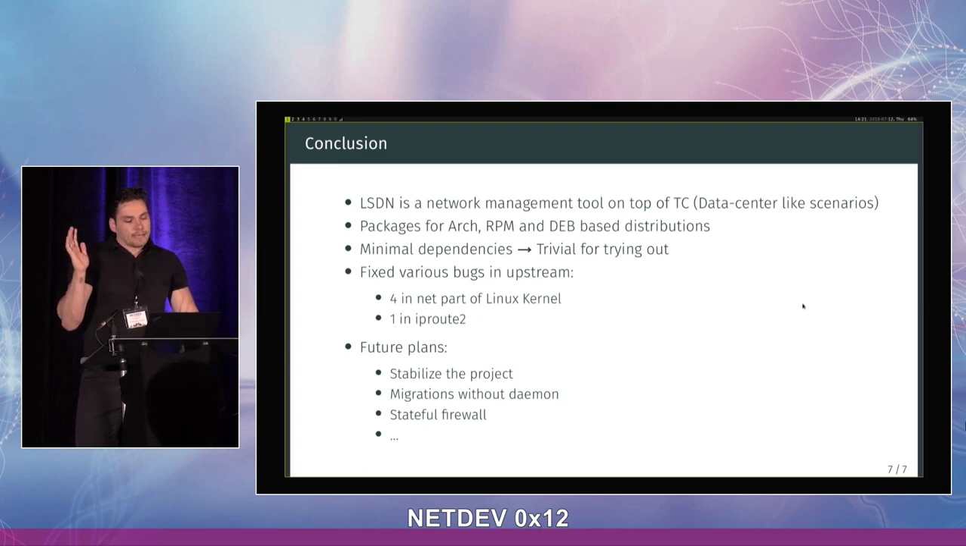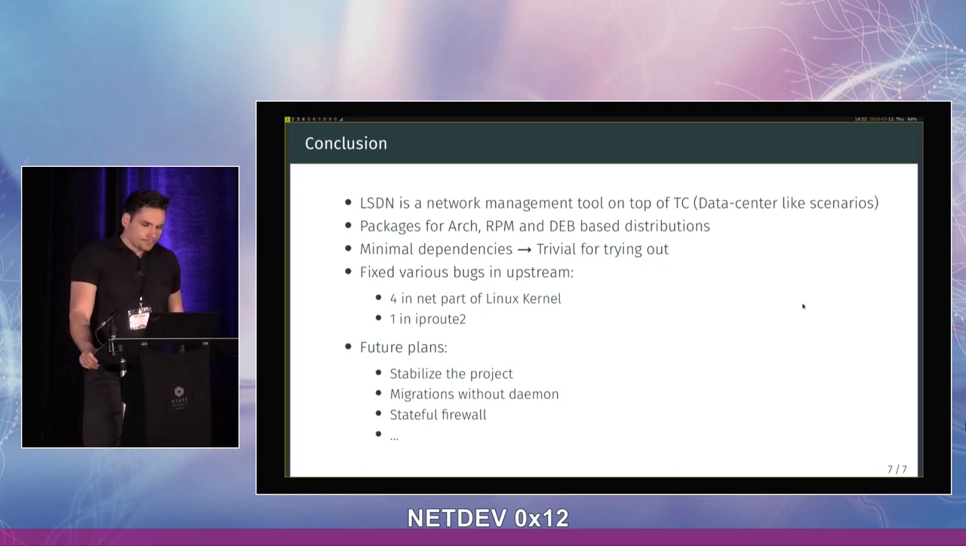Yeah, we have packages for Arch Linux, RPM and Debian-based distributions, so it's pretty easy to install actually, so you can try it right now. It's called LSDN. So just install the package and use the domain-specific language or the C API I showed you, and you can feel how it works. Yeah, so it looks like it works well. We fixed some patches even in the Linux kernel we found during the project, and in iproute too. So yeah, any questions?